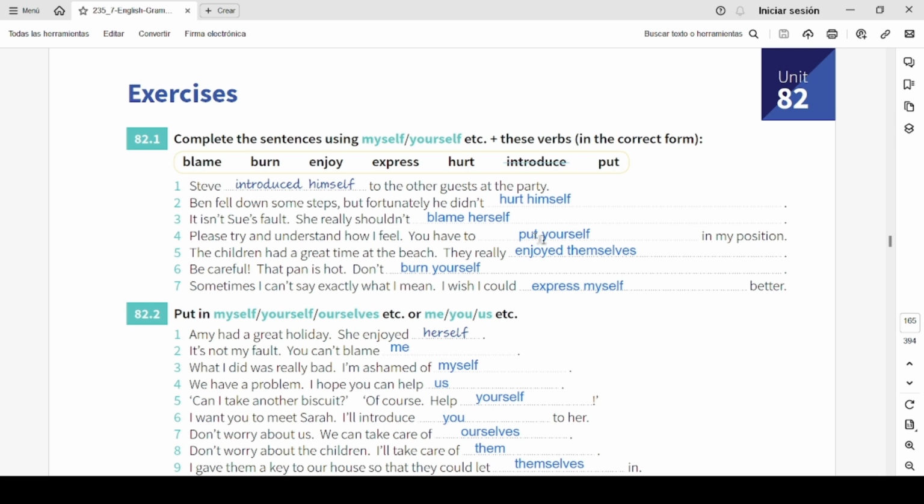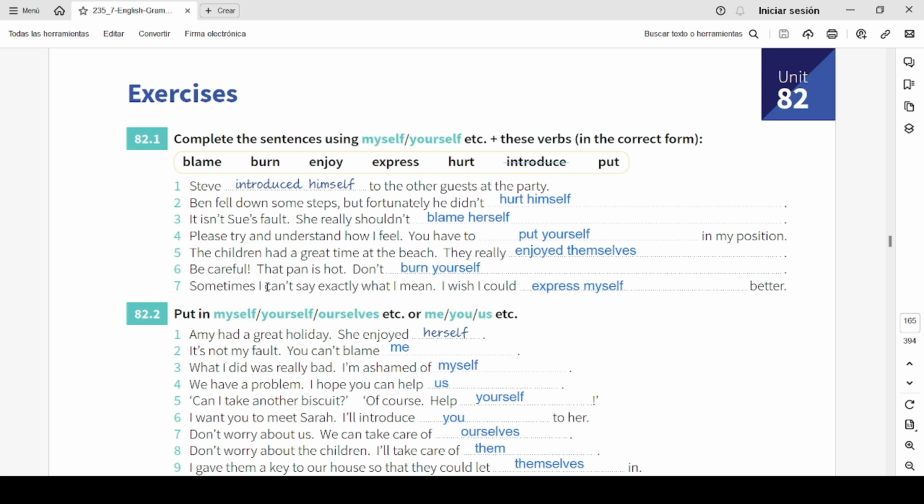On the fourth one, please try to understand how I feel. You have to put yourself, right? You and yourself. The children as well: the children had a great time at the beach. They really enjoyed themselves, right?